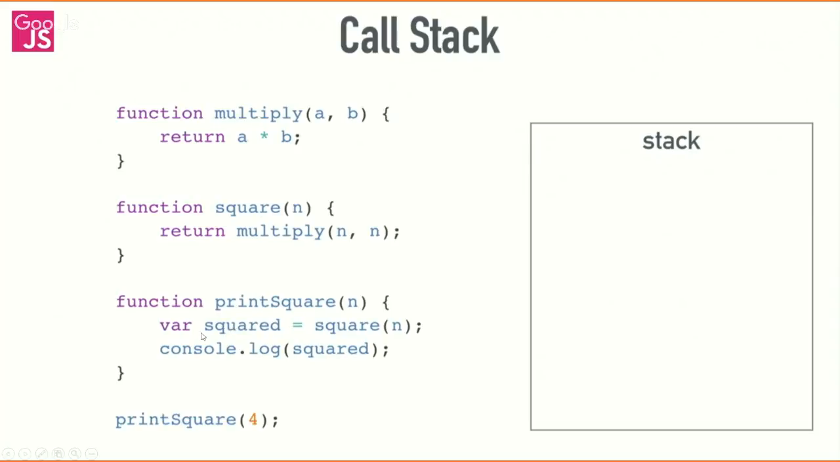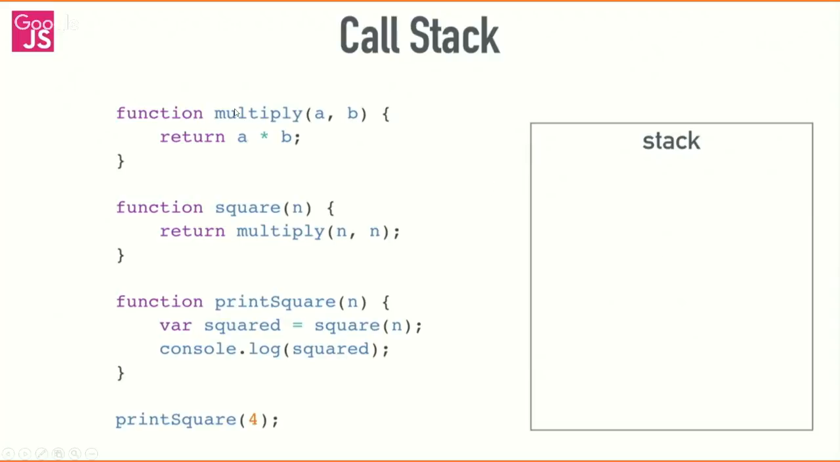Squared is created, the variable squared, which calls the square function here, and the square function moves onto the stack as well, above the print square. Print square stays there. The square function returns a call to the multiply function. That calls this multiply function here, which gets on the stack. So now we have three functions in the call stack.